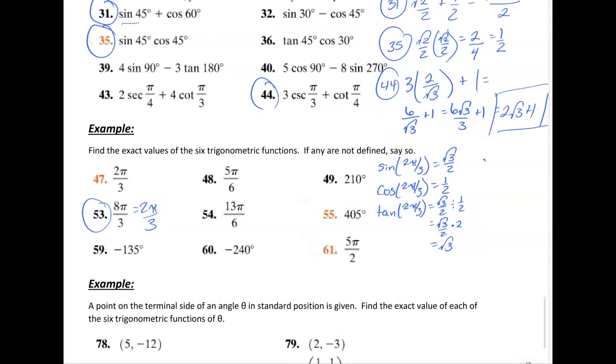So cosecant is 1 over the sine. Oops, must write complete sentences here, guys. Cosecant of 2 pi over 3 is 1 over the sine of 2 pi over 3. So it's going to be 1 over square root of 3 over 2, which is 2 over square root of 3. And if we rationalize, we get 2 square root of 3 over 3.